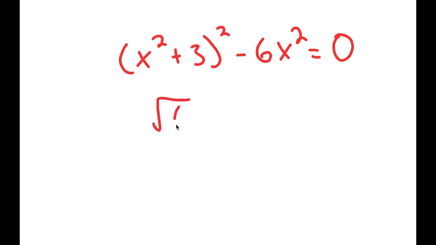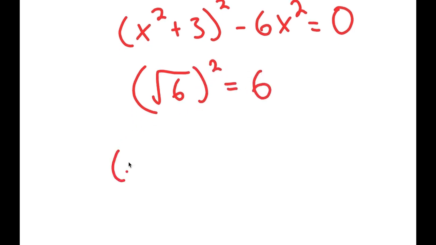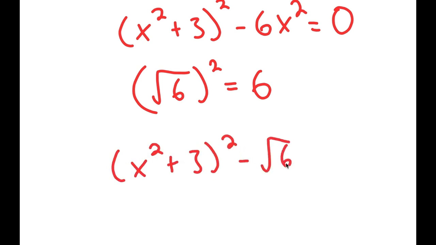And remember how the square root of 6 squared is equal to 6. So what I'm going to do is rewrite this as (x squared plus 3) squared minus (the square root of 6x) squared is equal to 0.